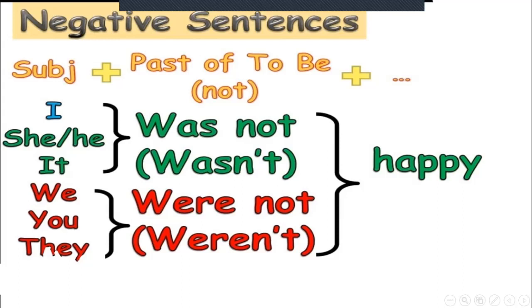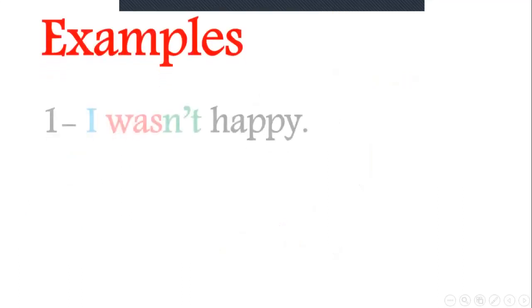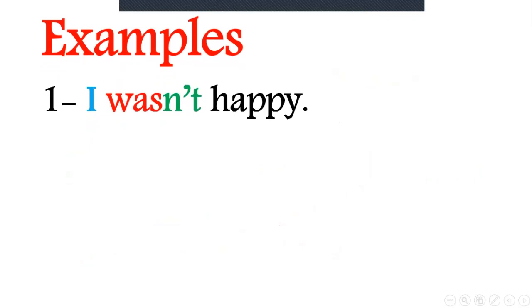My students, here we only add not, or n apostrophe t, to was or to were to make it a negative sentence. Okay, look at these examples. Example number 1, I wasn't happy. Look here at n apostrophe t. We add n apostrophe t to was to make a negative sentence.